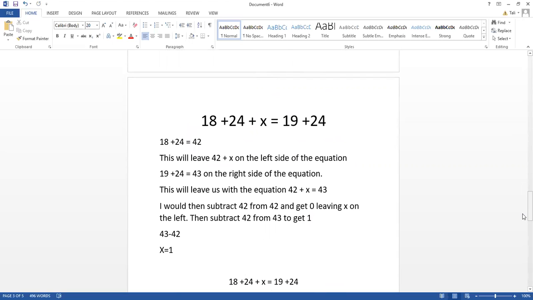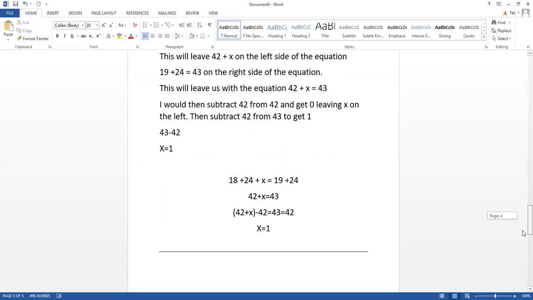The second question in part B was 18 plus 24 plus x equals 19 plus 24. 18 plus 24 equals 42. This would give me 42 plus x on the left side of the equation and 19 plus 24 on the right side of the equation. So I would have 42 plus x equals 43. I need to subtract 42 from both sides. When I subtract 42 from 42, this gives me 0, leaving x on the left side. When I subtract 42 from 43, I would get 1. So this means x equals 1.